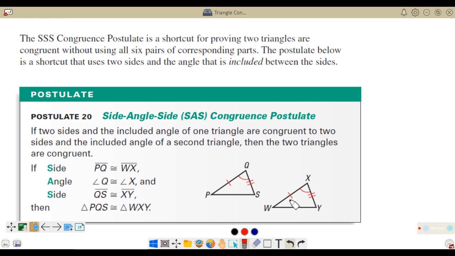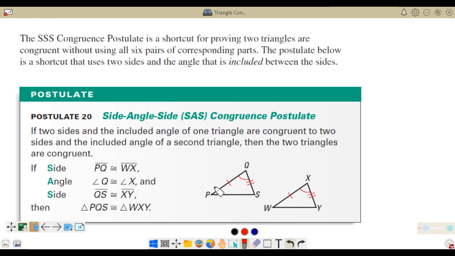So dito, if the congruent sides are WX and YX, yun yung mga corresponding with PQ and SQ, then the angle that should be congruent to Q is X. Okay? So, if 2 sides and the included angle of one triangle are congruent to 2 sides and the included angle of the second triangle, then the 2 triangles are congruent.